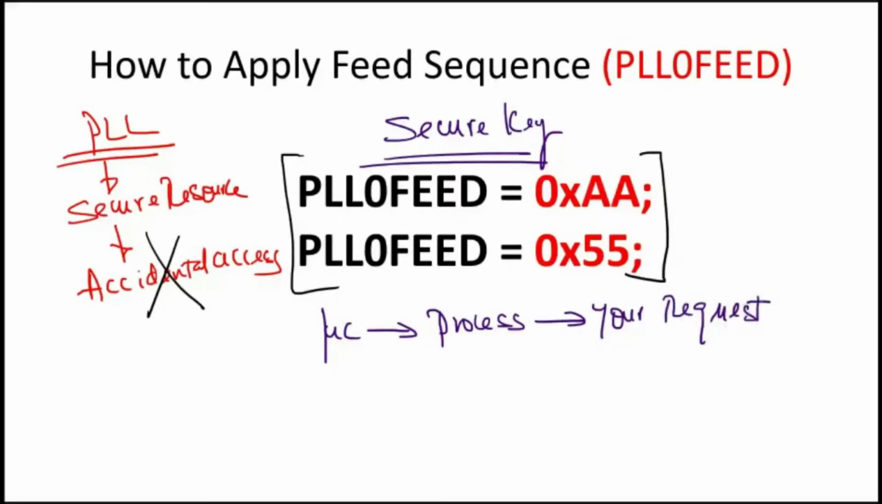This is processor specific and manufacturer specific. So we have to provide this feed sequence in the same format, in the same order. AA and 55 is the feed sequence. Only when you provide this will the microcontroller take your request and process it as far as your PLL is concerned. This is not applicable to all resources, only for secure resources, because the PLL is a very secure resource that determines the entire functionality and affects the entire peripheral of the microcontroller.